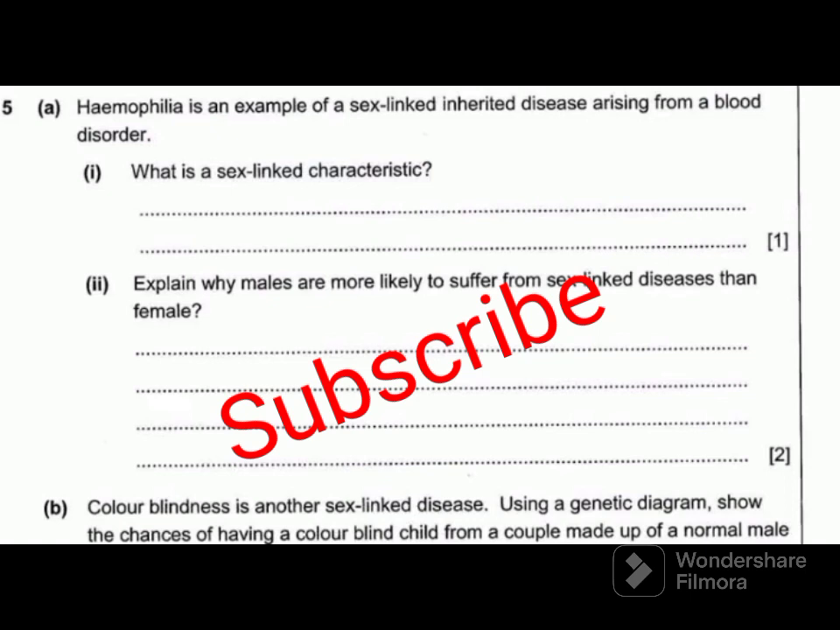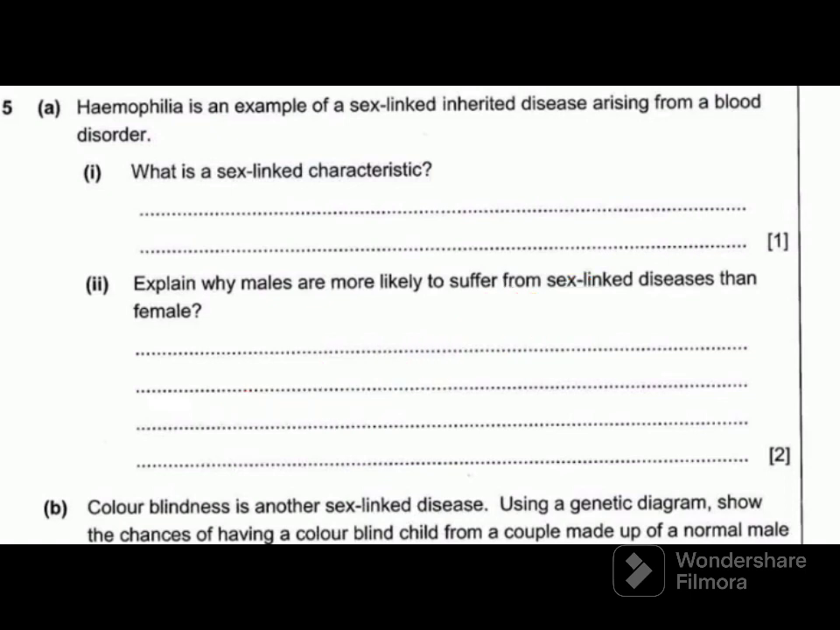You may also need to know what colorblindness is. Colorblindness, which is also referred to as red-green colorblindness, is a condition whereby a person is unable to distinguish red color from green color.